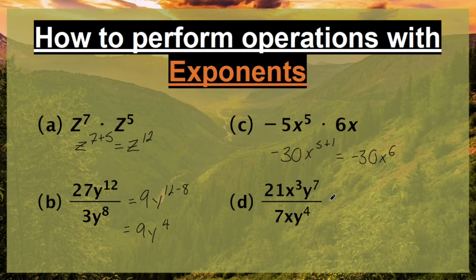For part D, we have the numbers 21 and 7, x and y. 21 divided by 7 is 3. We will have x to the power of 3 minus 1 and y to the power of 7 minus 4. The answer for D will be 3 times x to the power of 2 times y to the power of 3.